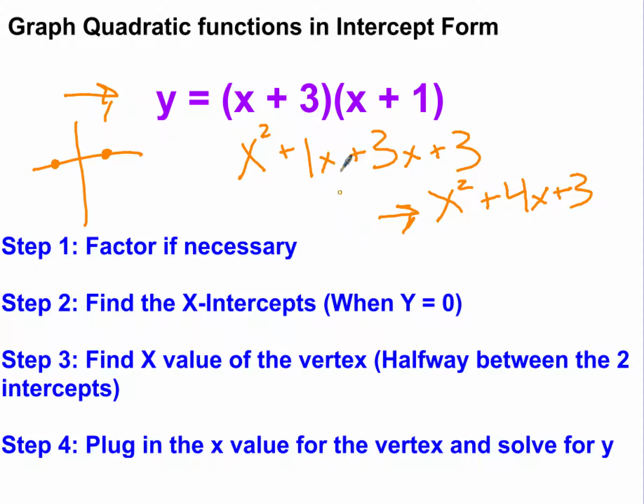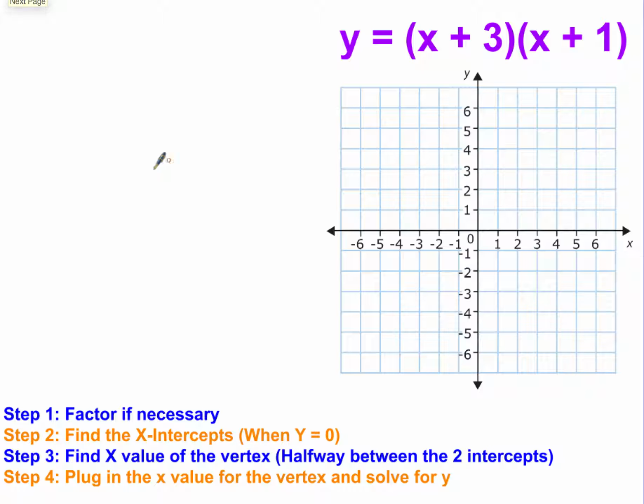I then need to find the x value of my vertex. So my vertex is here. I need to figure out what the x value is, and then once I find the x value, I plug it in to figure out what my y value is. Let's get down these steps real quick and go through an example of this particular equation. Step one says factor if necessary. I already have a factored quadratic function, so I already have it in intercept form, where I can easily find my intercepts.